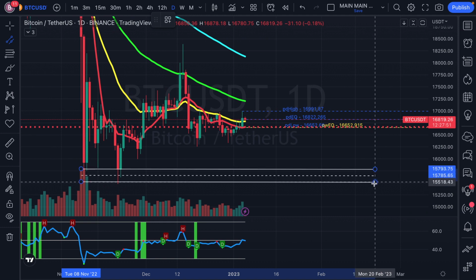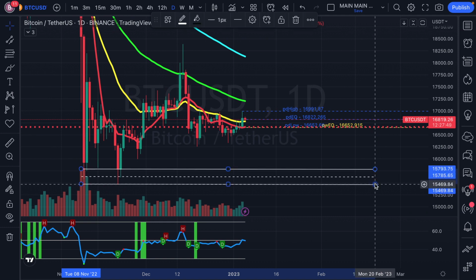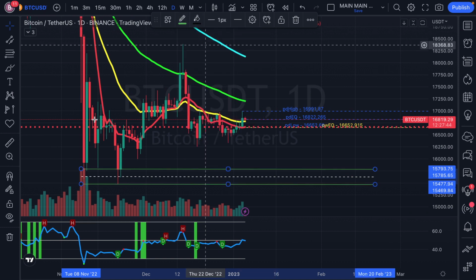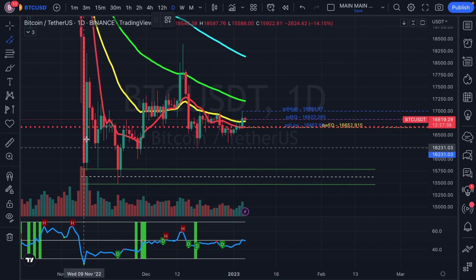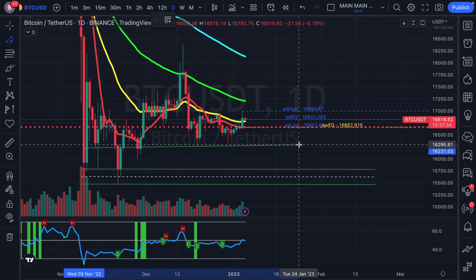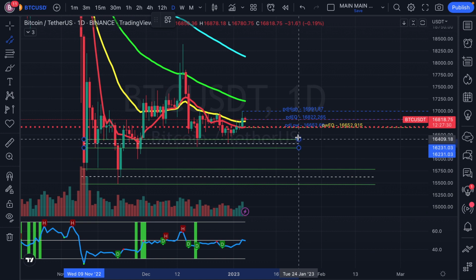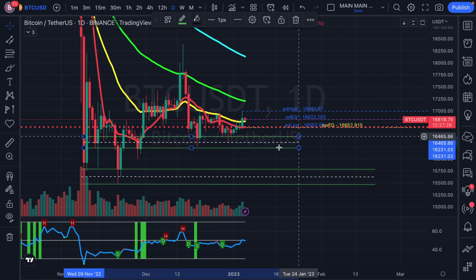If we get to this level, why wouldn't I take a long scalp, right? I'm just going to color this green. If we get to this level, this is also a potential long scalp, okay?